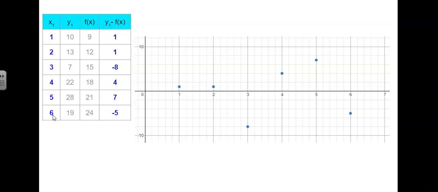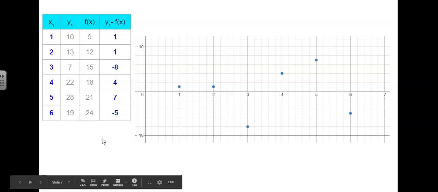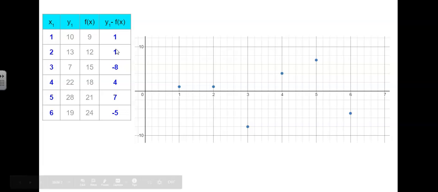I'm going to use the same x values and then these differences, these distances, and I plot those like a scatter plot. So this point right here represents x being 1 and the output, y, being 1. And then (2, 1), (3, -8), (4, 4), (5, 7), and (6, -5). Another thing to note is since we did use a linear regression model using technology to get our line of best fit, when you calculate these residuals, the sum of the residuals, add all these numbers up, is 0.